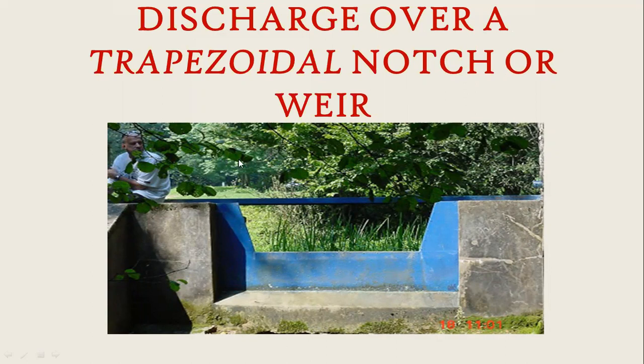So we have studied discharge over a rectangular notch or weir, and then discharge over a triangular notch or a weir. Today we'll start with discharge over a trapezoidal notch or a weir. Similar to those, we'll find out the formula for discharge which is going to take place over the crest of this trapezoidal notch. Then we'll solve numericals on it.